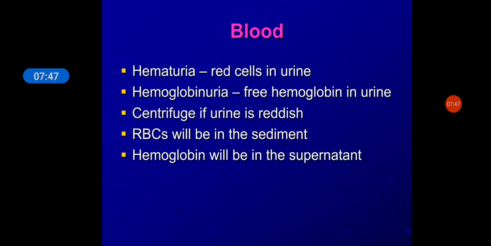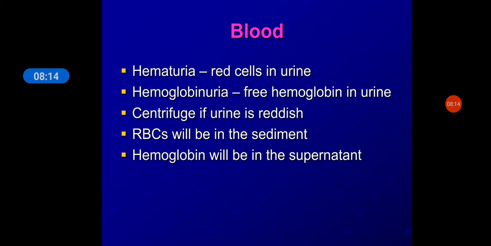There is another chemical examination also, to detect blood. These are some terms which it's better for you to know. Hematuria is nothing but red cells in urine. Hemoglobinuria is free hemoglobin in urine. Suppose the urine is reddish, then what will you do? You will centrifuge the urine. The RBCs will sediment and you will have the supernatant, so you can do the test in that supernatant.